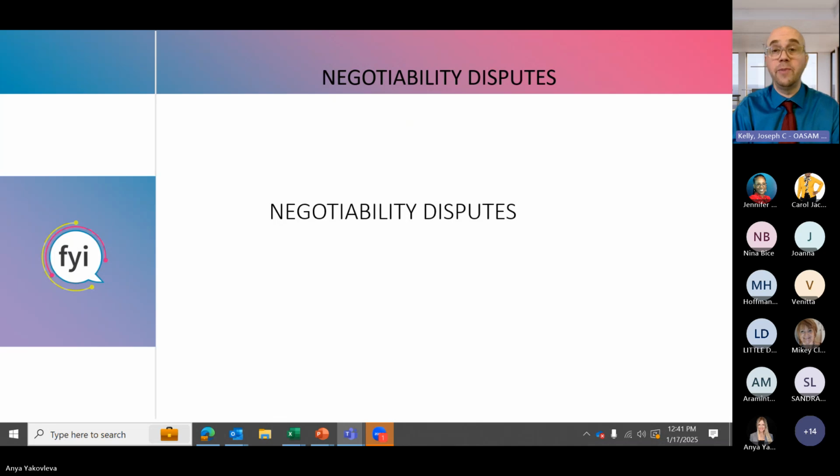So let's talk about negotiability disputes. This is the fourth function of the Federal Labor Relations Authority.